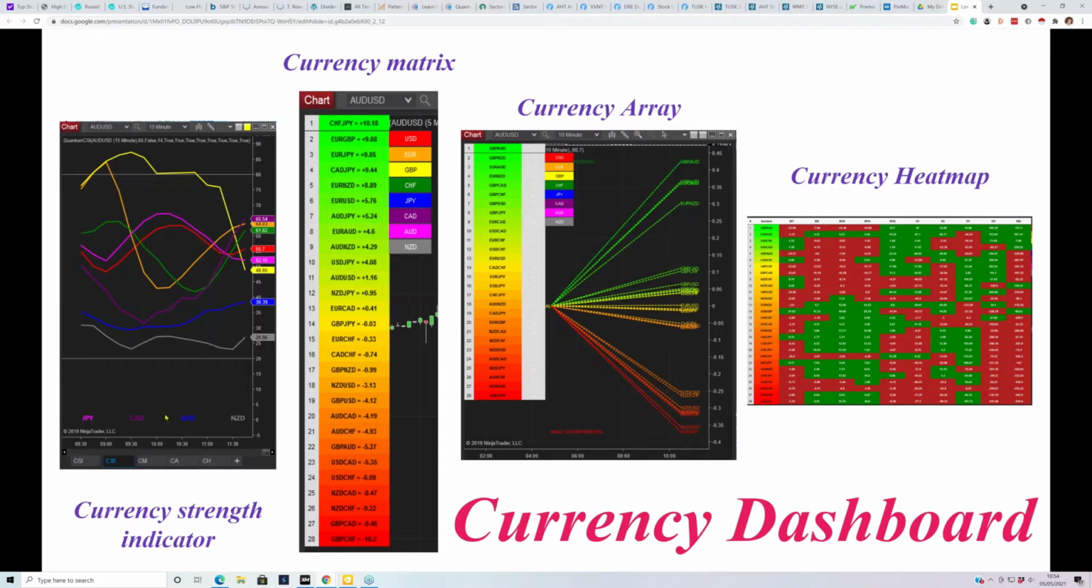Is the dollar being bought? Is the dollar being sold? It's really your starting off point. Then we have the matrix, which ranks the pairs. It takes that information and pairs it and tells us which are the strongest pairs, which are the weakest pairs. Because when things are at an extreme, either the top or the bottom, you have the potential for a reversal.